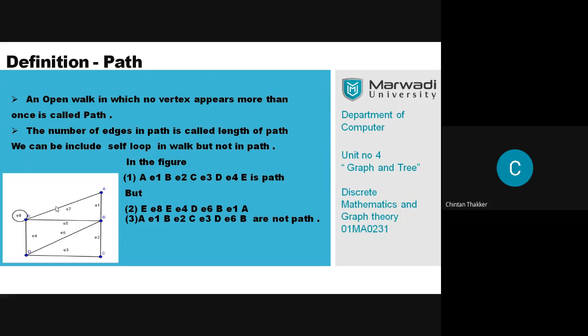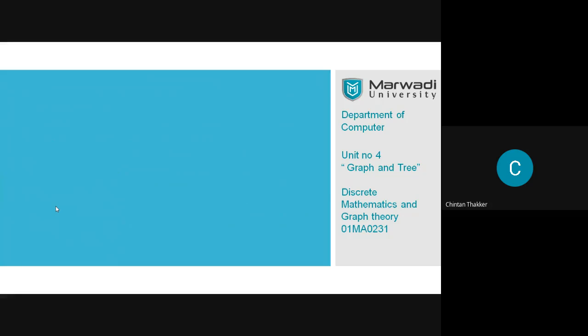Here, the first one given is a path from A to E. Now in the second, see, E is repeated. So it is not a path. It is a walk only. Then in the third one, we have A, E1, B, E2, C, E3, then D, E6, B. So here also B is repeated. So it is also not a path. It is only a walk.